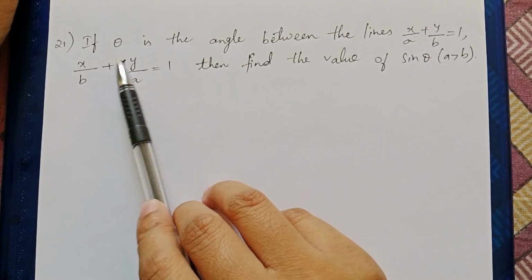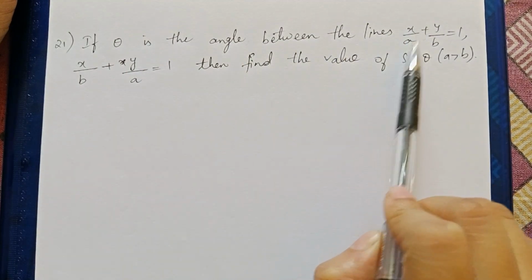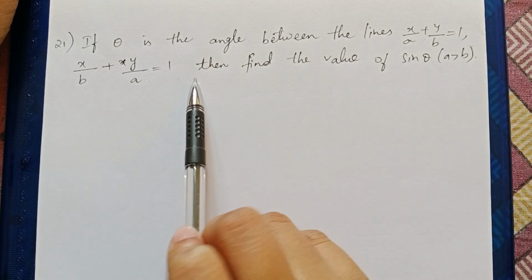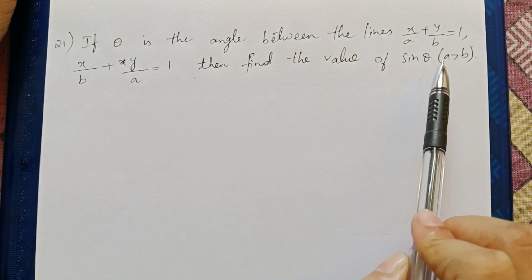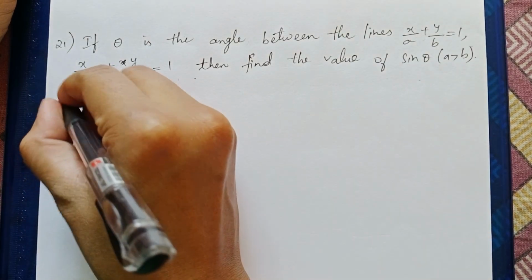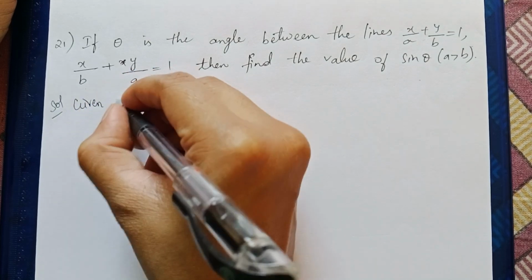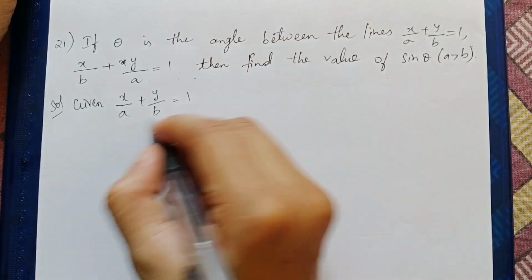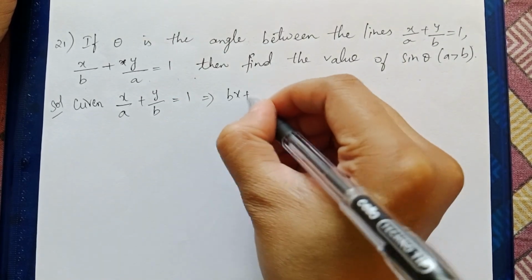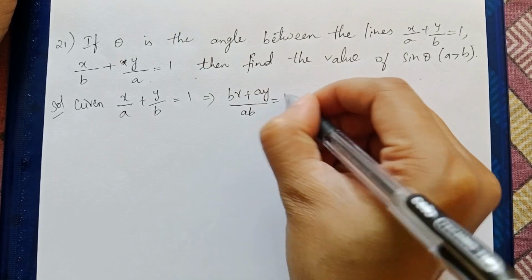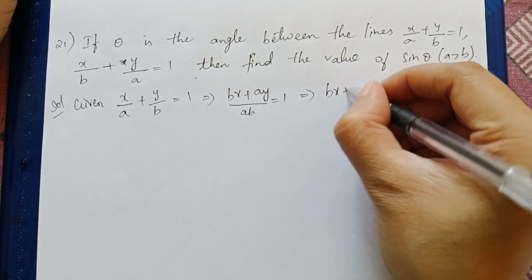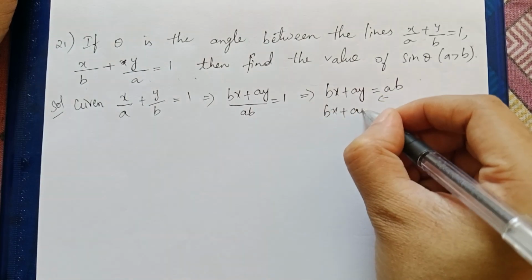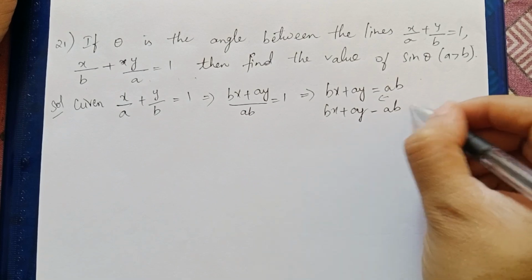Next question is, if theta is angle between the lines x by a plus y by b equal to 1 and x by b plus y by a equal to 1, then find the value of sine theta if a is greater than b. So we have to solve the equation given x by a plus y by b equals to 1. Taking LCM here, so we'll get bx plus ay by ab equals to 1, which can be written as bx plus ay is equals to ab. Bringing ab here, so it is bx plus ay minus ab equals to 0.